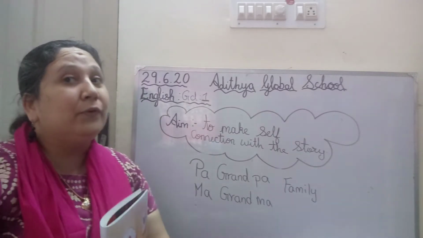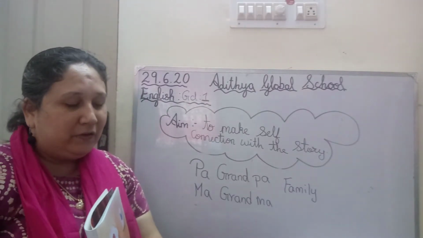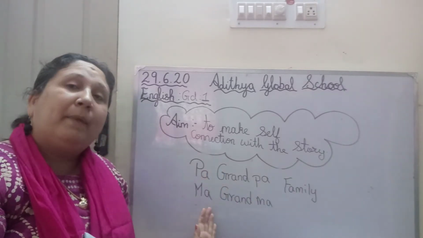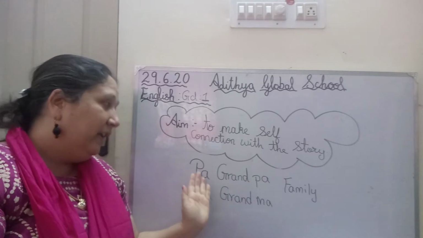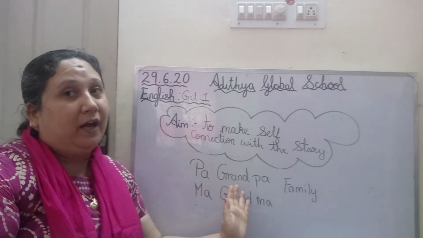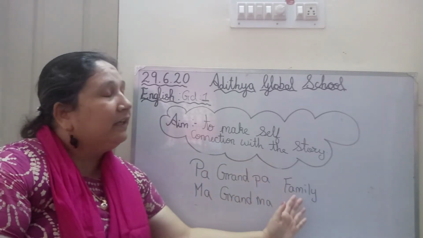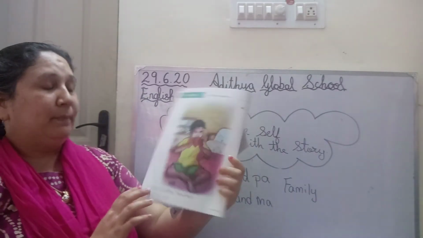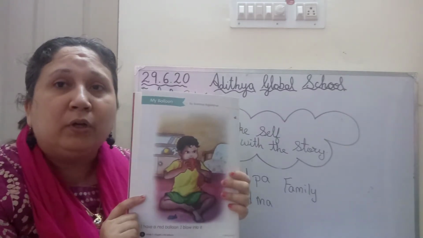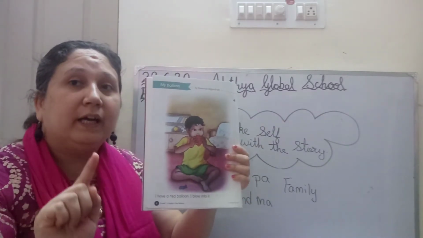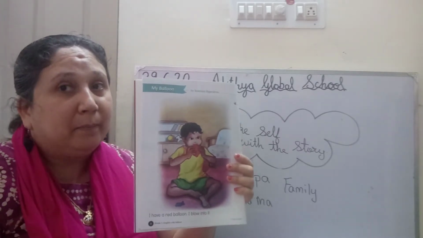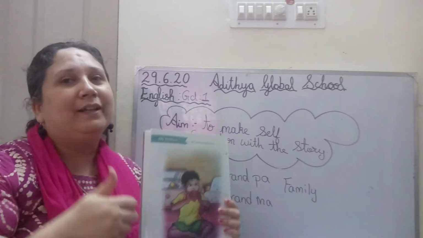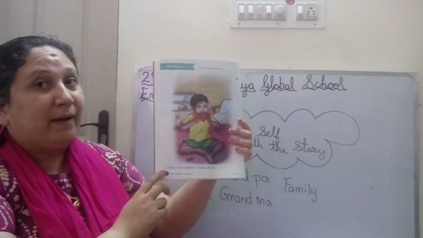Yes, like you have a sweet family, no? So like that, the boy has a sweet family. So pa and ma are nothing but his father, his mother, grandfather, grandmother, and all of them make up a family. Yes, so now take page number 2 in your content book. You have to put your finger and read as ma'am is reading. Shall we start? Show thumbs up. That's great. Okay. So ma'am is starting.